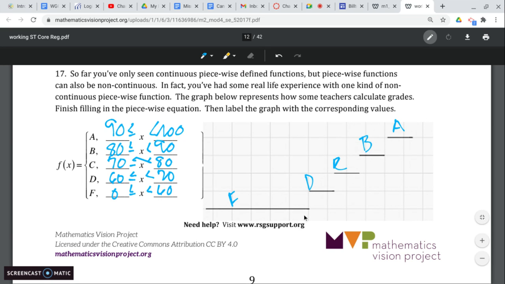So you notice it jumps. It's not a continuous thing. We're at 0 to 60. We're at 60 to 70, 70 to 80, 80 to 90. We don't have that continual line connecting them. So this is also a step function.